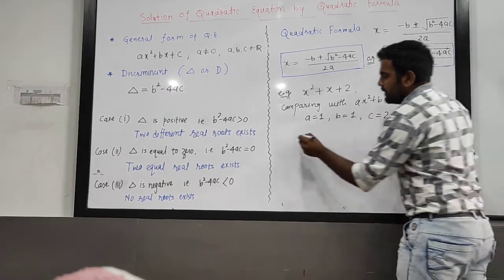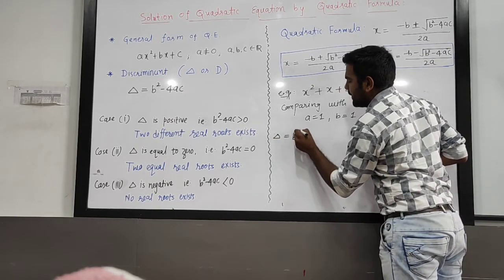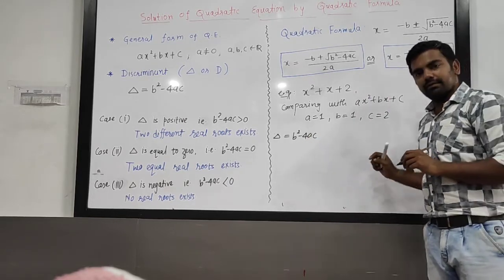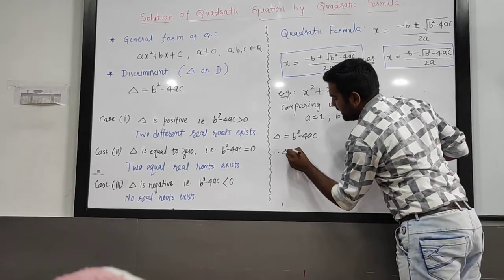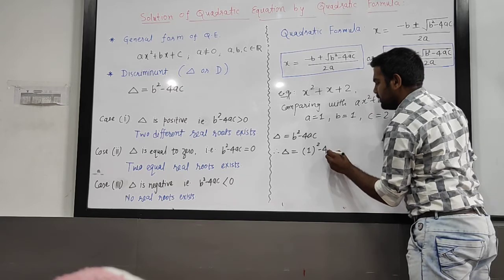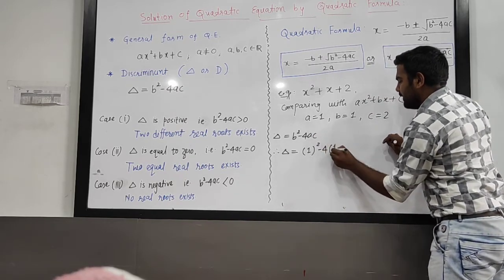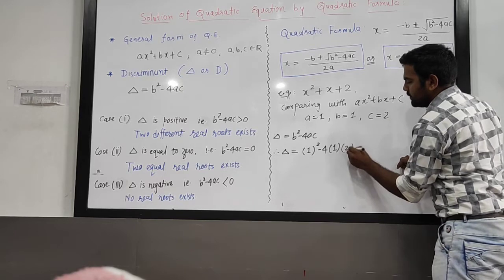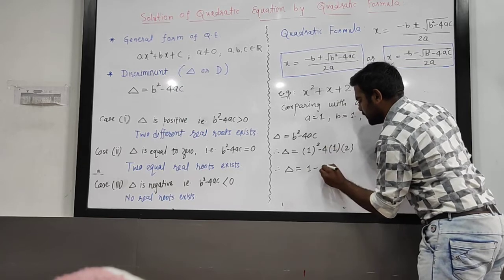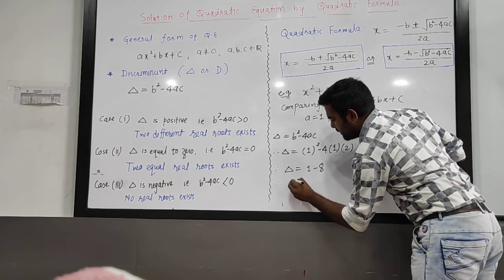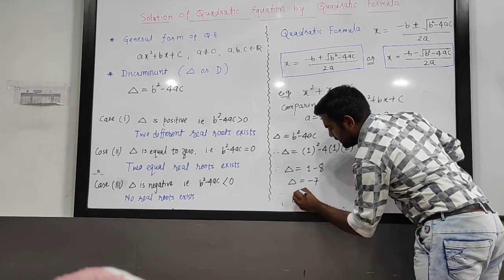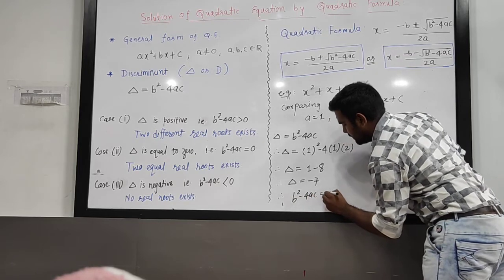Okay. Now the discriminant is b square minus 4ac. Now substitute the values of a, b and c here. So delta is equal to 1 square minus 4 into a is equal to 1 and c is equal to 2 here. Therefore, delta is equal to 1 square is 1 minus 4 into 2 is 8. Therefore, delta is equal to 1 minus 8, that is minus 7. Therefore, b square minus 4ac is equal to minus 7.